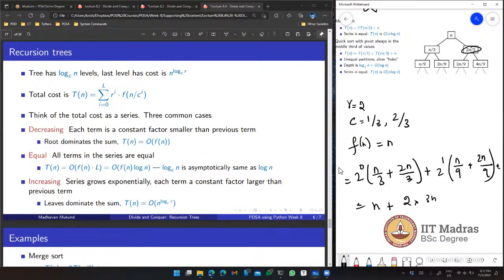But here, sir, if we do not take the n by 3 and 2n by 3 in both cases and take only 2n by 3, then will it be correct? No, we should not. That would be the total series, right?